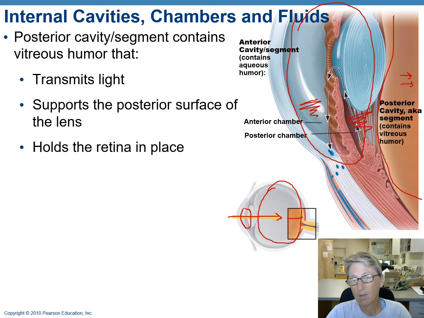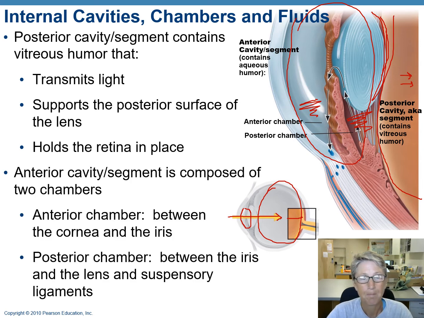It transmits light back to the retina. It supports the posterior surface of the lens. So this is the posterior surface of the lens, and you can see it abuts with the posterior cavity. It also helps hold the pressure in that fluid in the posterior cavity helps hold the retina in place.